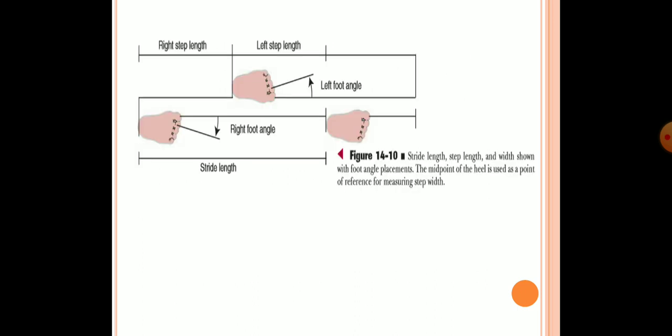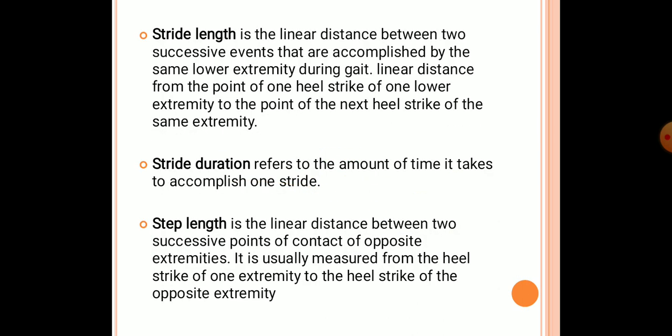So in this you can measure the stride length. What it means is the distance from one heel strike to another heel strike of the same leg in a consecutive step. So this is known as stride length: the distance between one heel strike to another heel strike of the same extremity in a successive gait cycle.